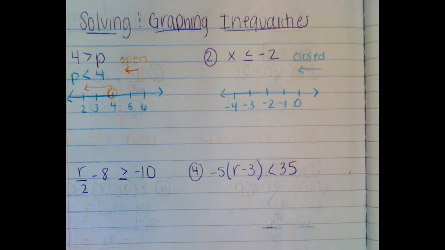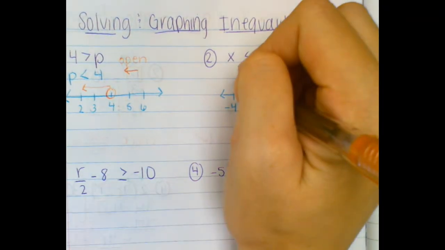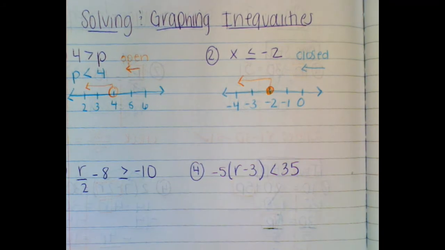So I'm going to come onto my graph, and I'm going to this time color it in all the way. And it goes to the left. And I go up just so you can see it. But you can go right on top of it if you want.